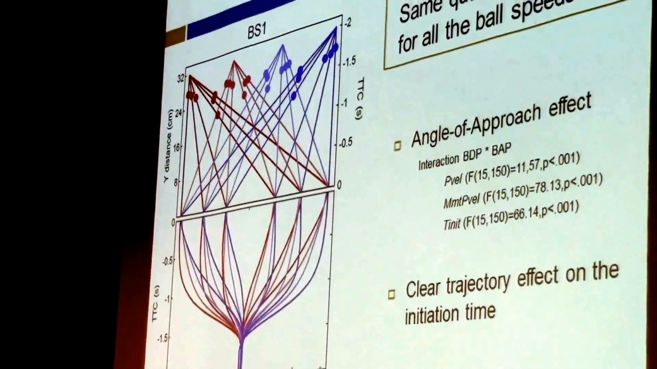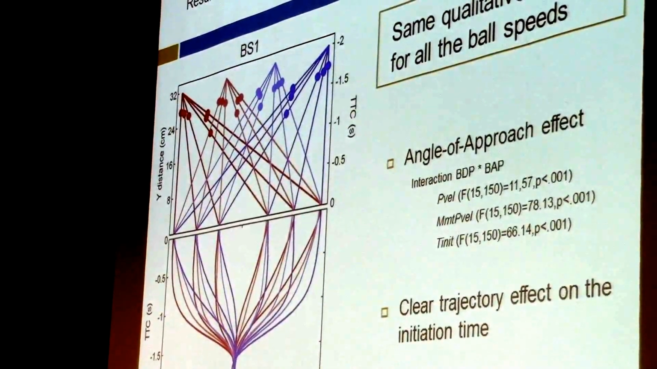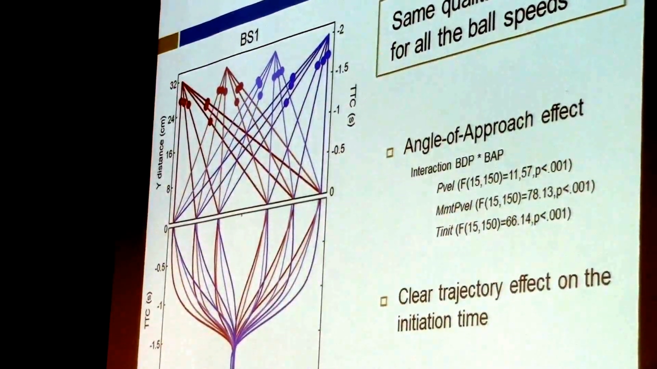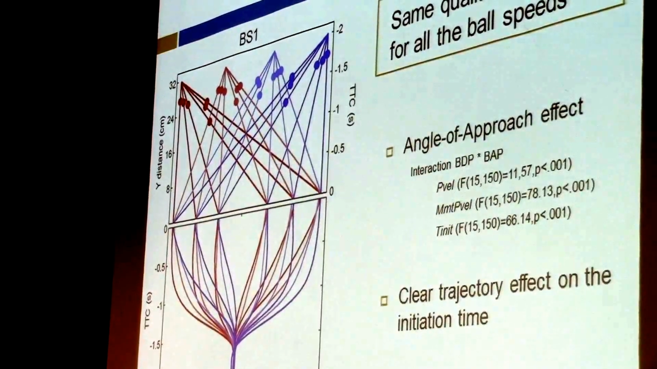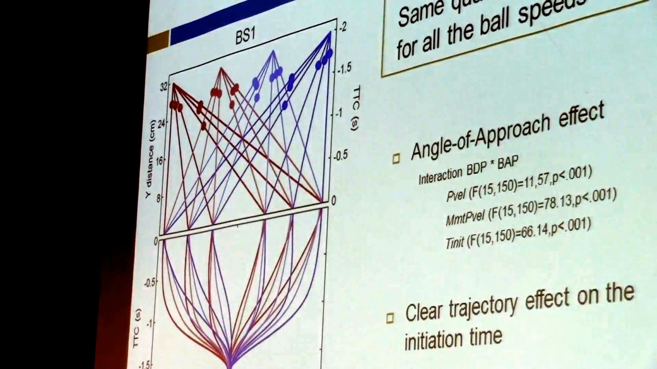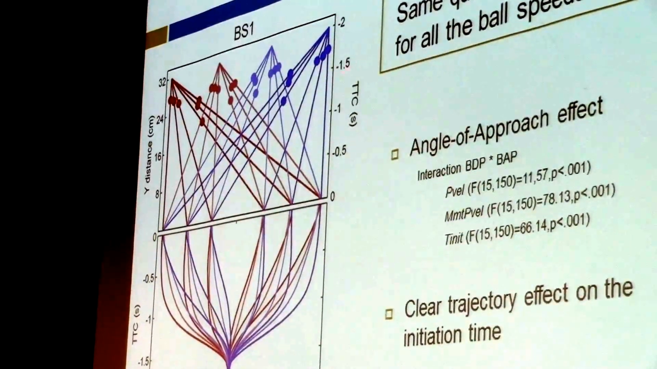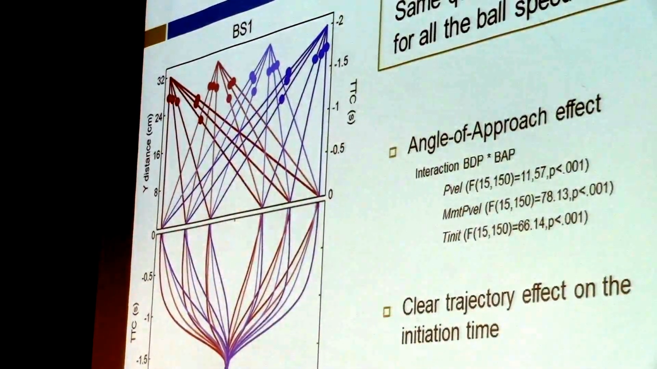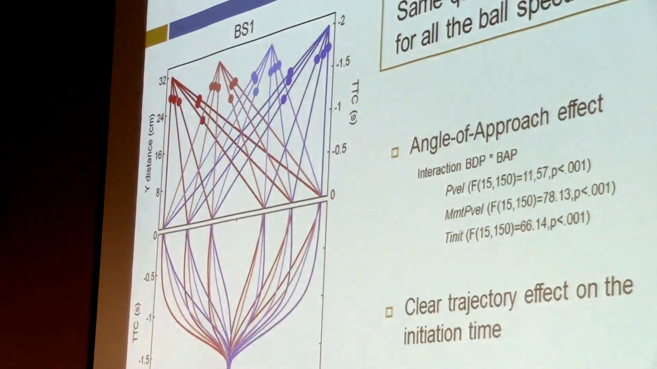But the other thing that we observe is a clear trajectory effect on the initiation time. The circles here represent the ball position when the participant initiated. What we can observe is that it's not the same position each time, and some trajectories, especially the 4 crossing the x-axis and arriving close to the initial hand position, led to later initiation time. That one, that one, that one. And this kind of pattern is observed each time. It's kind of systematic.